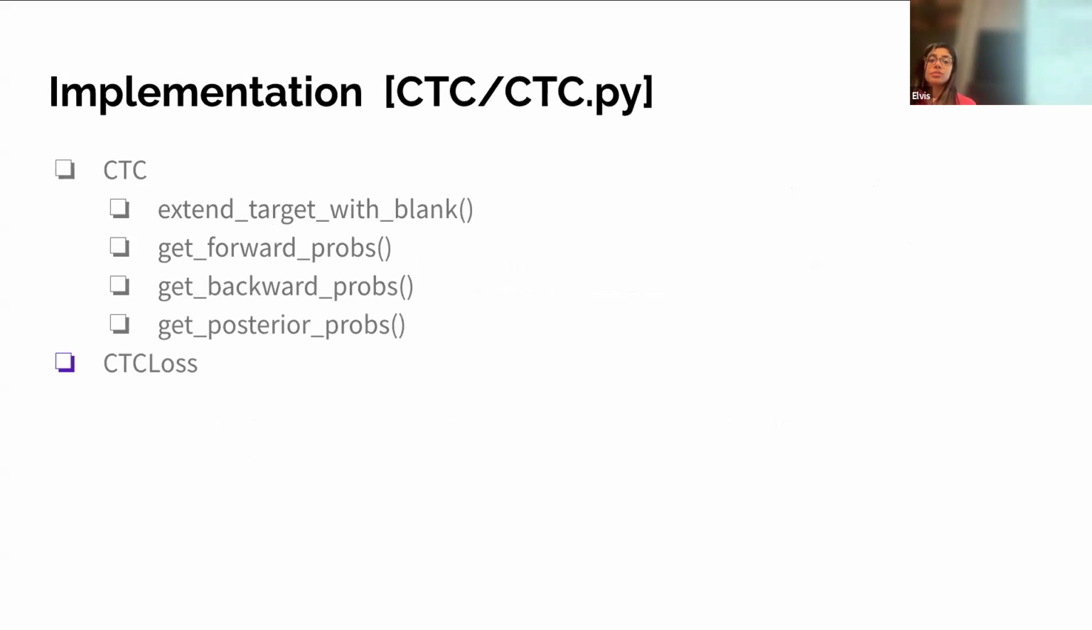In homework 3P1, you have to implement these parts in the CTC directory. First we extend the target with blanks, then we calculate forward and backward probabilities, and from that we determine the posterior probabilities, and finally we compute the CTC loss.